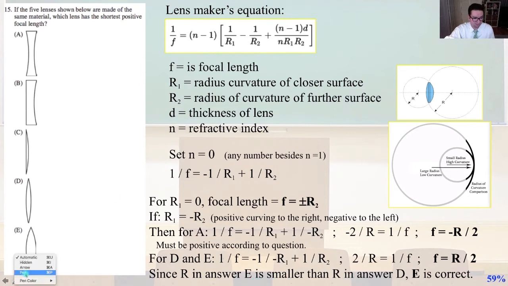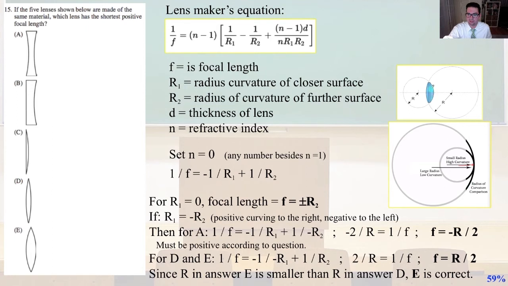Now, let's talk for just a second about the radius of curvature. Somewhat counterintuitively, but when you think about it, it makes sense. Things with a small radius have a high curvature. So you can see the inside circle here has a smaller radius, but it has a larger curvature. And the larger circle has a larger radius, but a smaller curvature.